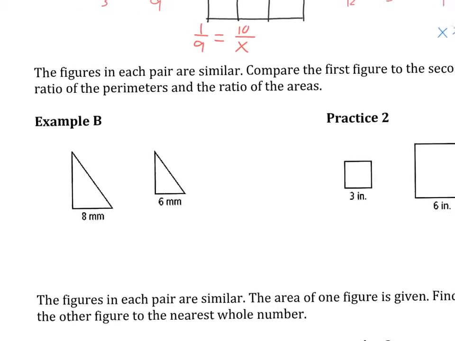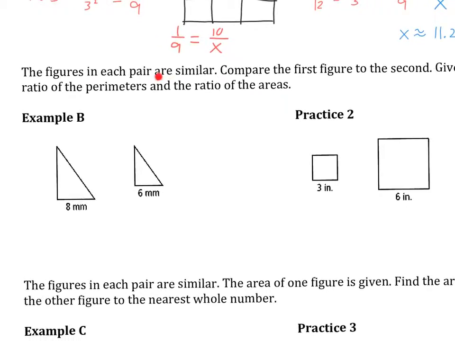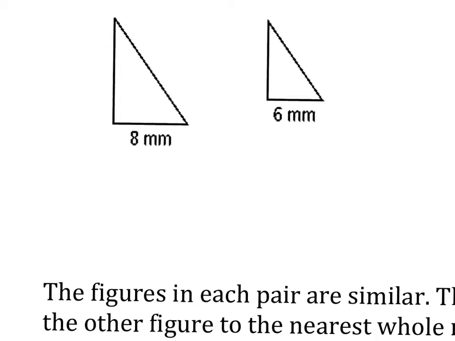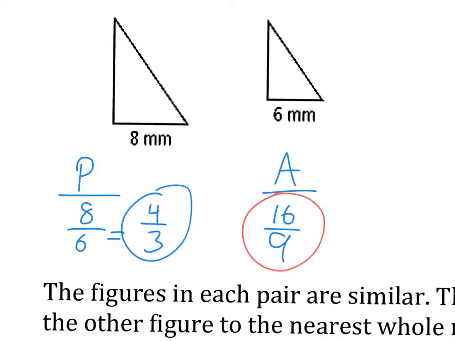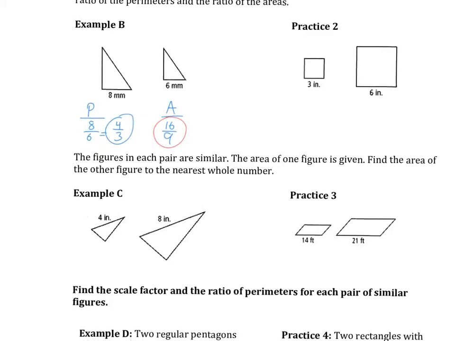Let's take a gander here. The figures in the pair are similar, so that's the key. They always have to be similar in order for this rule to work. Compare the first figure to the second and give the ratio of the perimeters and the ratio of the areas. So the ratio of the perimeters is going to be 8 compared to 6, which simplifies to 4 to 3. So there we go. How about the ratio of their areas? All we do is square that. That's it, 16 to 9. And we're done. Get her done.